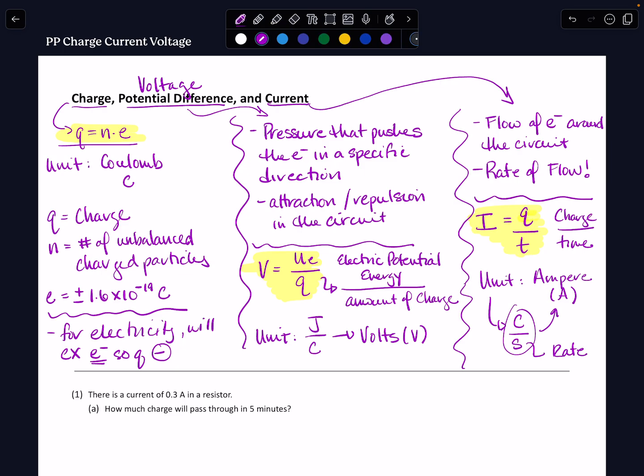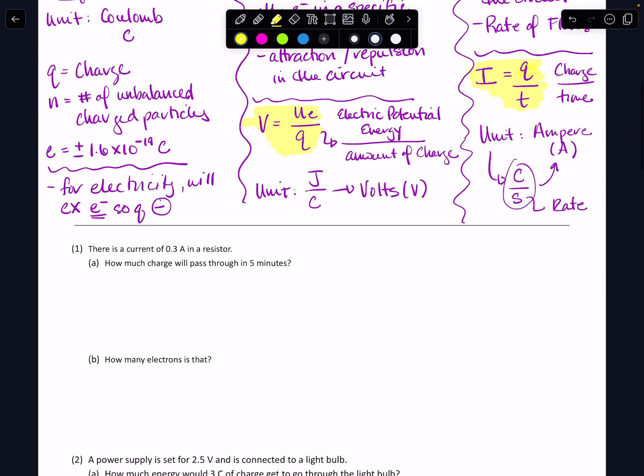So we're going to try a couple problems. These are pretty straightforward. It really helps to have a variable list because then you can immediately pull which formula you need. But because these formulas are new for us, you need to make sure you are paying attention to what is being given and using those units to identify variables. There is a current of 0.3 amps in a resistor. How much charge will pass through in 5 minutes?